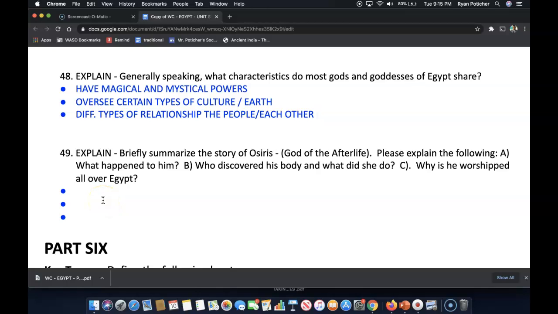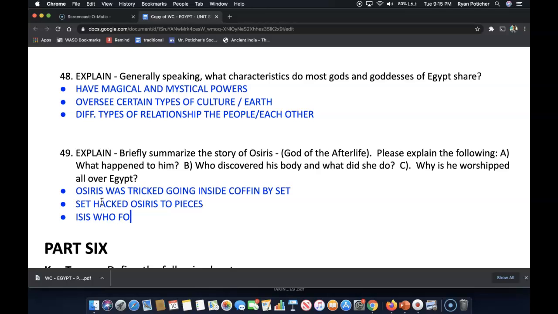Briefly summarize the story of Osiris, the god of the afterlife, and explain the following. What happened to him? Who discovered his body? What did she do? And why is he worshipped all over Egypt? So basically, if you remember, Osiris was tricked into going inside a coffin by Set. Set hacked Osiris to pieces. Isis was the one who found Osiris, and in this way, she found him and all of the body parts all around Egypt. And in many ways, that's why there are many different types of temples around regions of Egypt that pay homage to Osiris. Okay, so there you go.